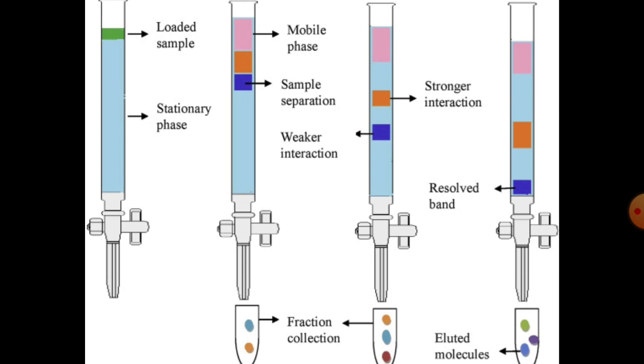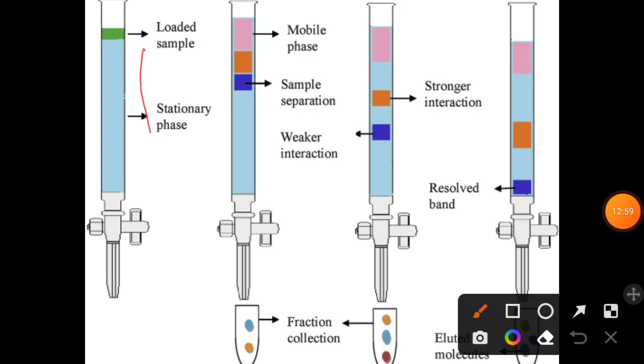So what kind of disadvantages? First of all, it is very time consuming. Only the packing of the column with the stationary phase takes a long time, okay, and you have to pay constant attention during the separation. And also column chromatography is not foolproof, as in the case of paper chromatography, okay.